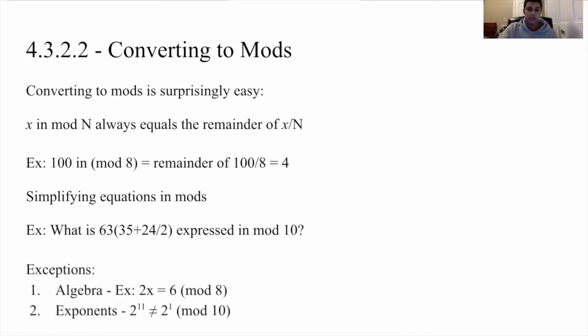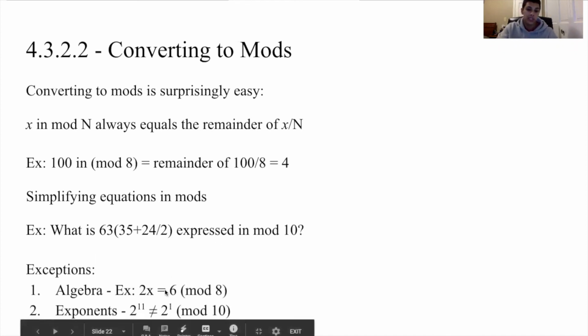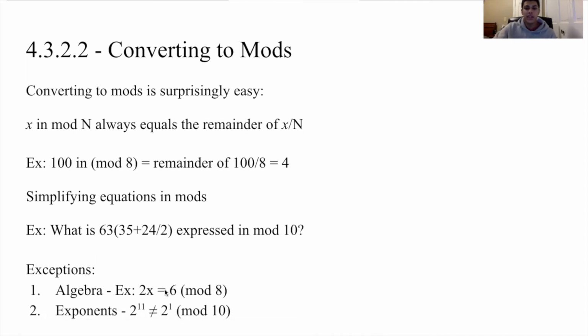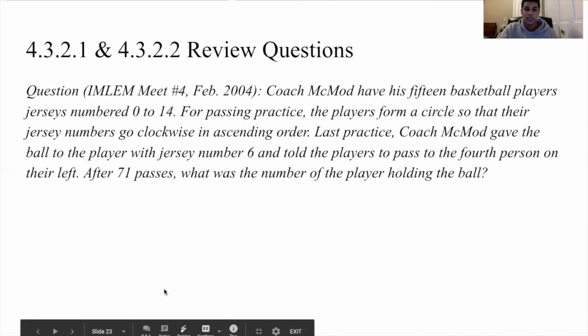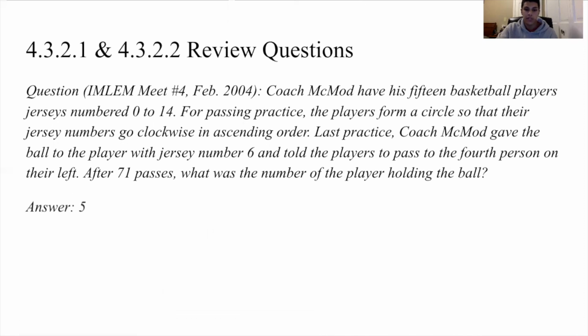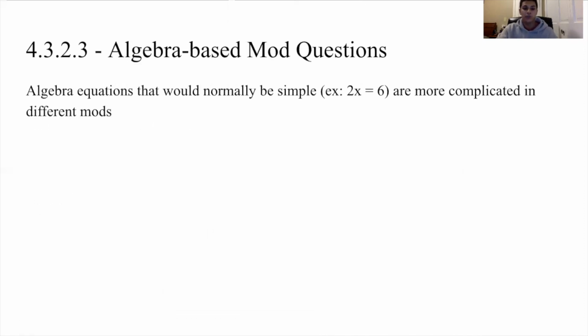And 2 exceptions to these rules generally about mods were, first, that algebraic expressions such as 2x equals 6 in mod 8 don't always have one answer, but sometimes they can have multiple answers, because a result of 2x could simplify to 6 if it's above 8. And then you also can't use the rule where you simplify numbers before you do the operations on exponents. So you would not be able to simplify 11 to 1 in mod 10 if it were in the exponent. And then we did a review question, and it was a word question that we had to figure out, where the answer is 5.